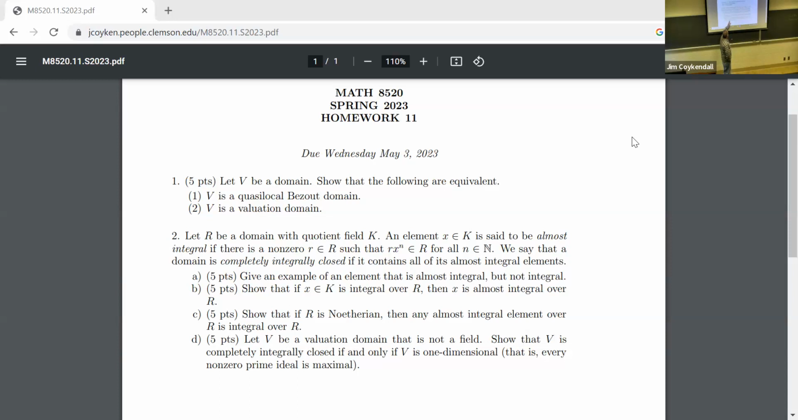And finally, let V be a valuation domain that is not a field. Show that V is completely integrally closed if and only if V is one-dimensional. And what one-dimensional means is every non-zero prime ideal is maximal. So this should be a kind of fun set. Let me know if you get any trouble with it.